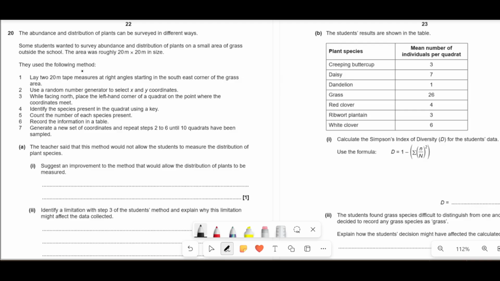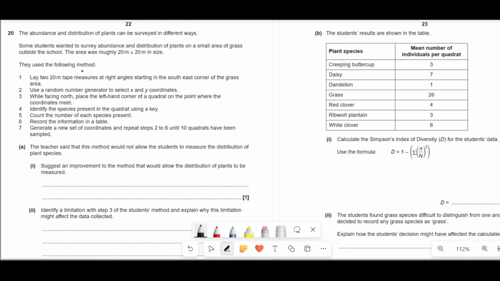Identify the species present using a key, count the number of each species present, record the information in a table, generate a new set of coordinates, and repeat 2 to 6 until 10 quadrats have been sampled. The teacher said that this method would not allow them to measure the distribution of plant species. Suggest an improvement to the method that allowed them to do that.